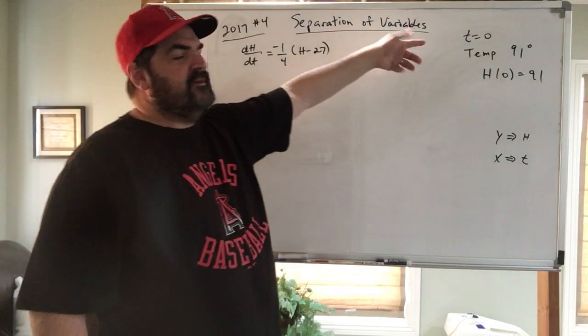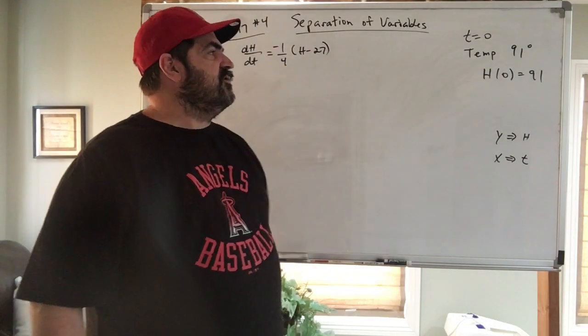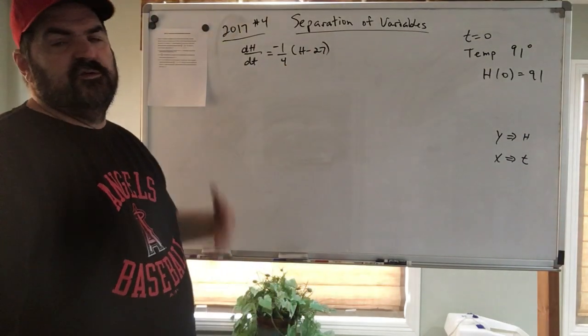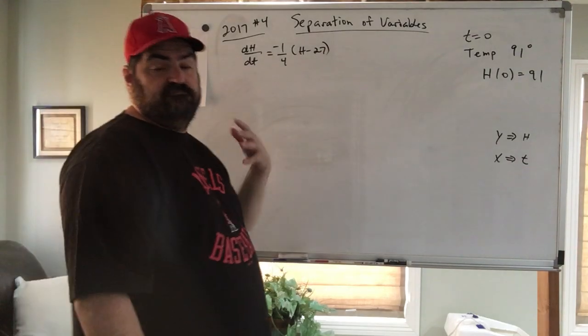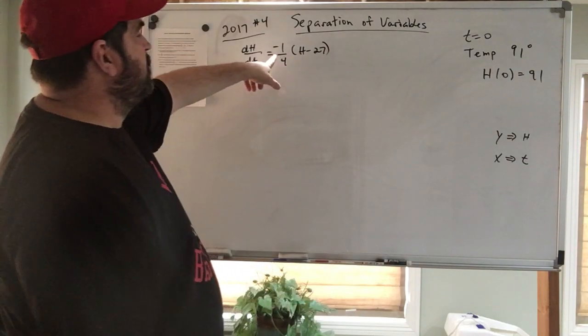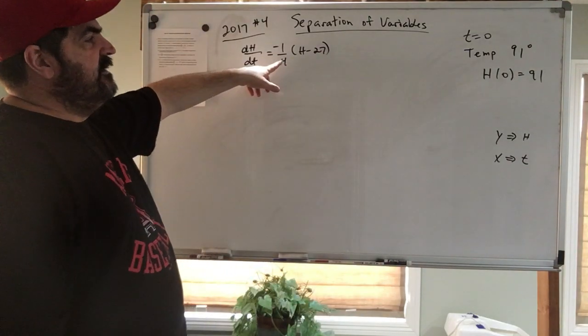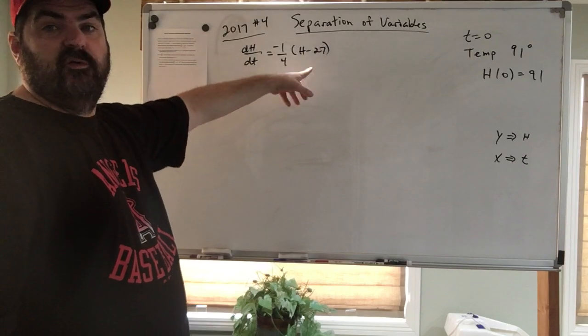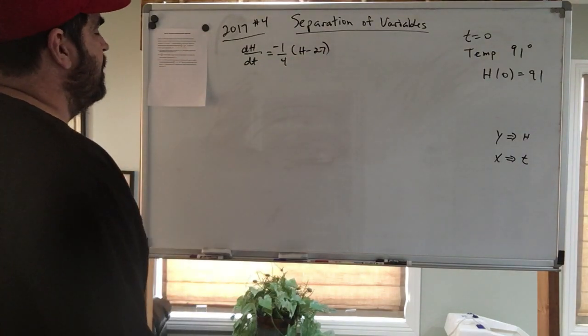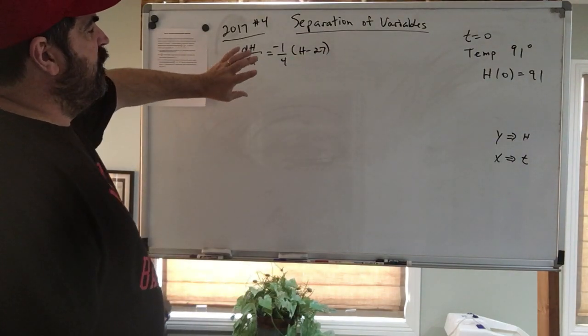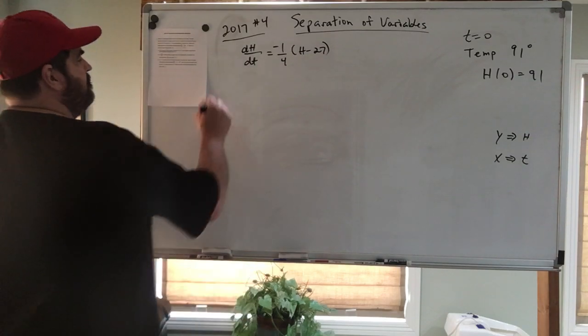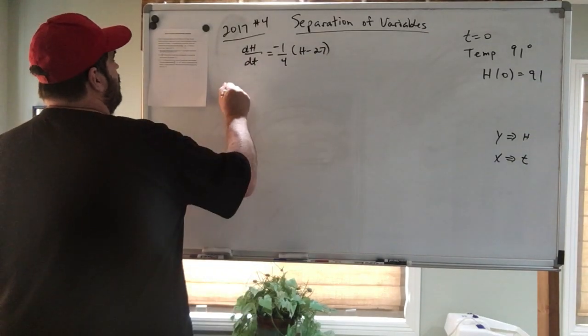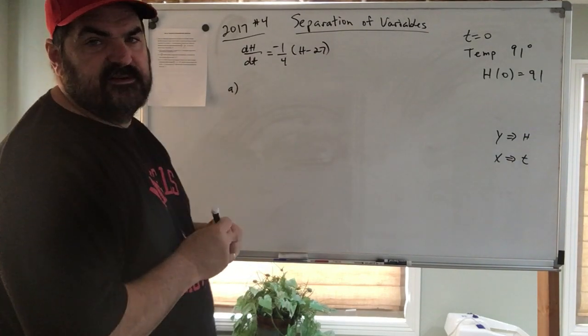So they said that this is a baked potato. At time 0, the internal temperature is 91 degrees. So it was boiled, and now it's sitting down. The temperature's decreasing. Obviously it's cooling off. It's got a negative there. And so we have to, first off, for part A, write an equation with tangent line at 0.